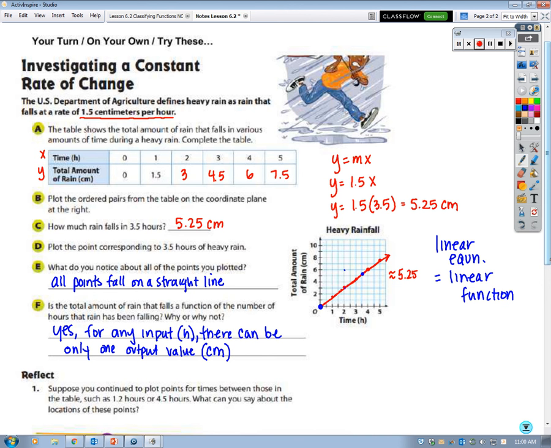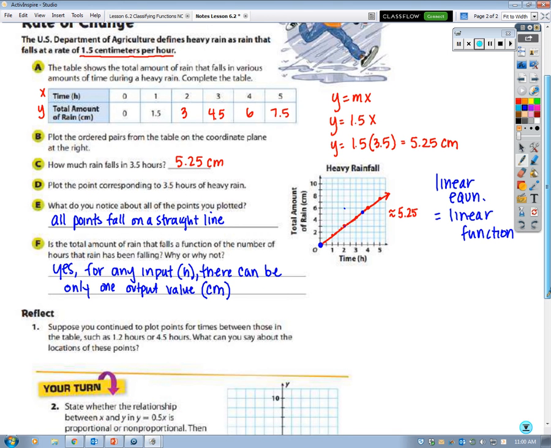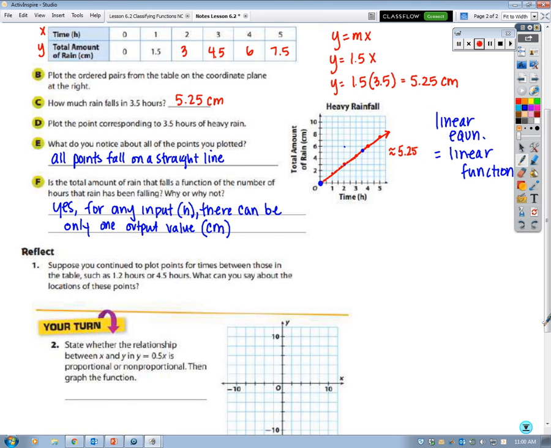So let's go ahead and reflect. Suppose you continue to plot the points for time between those tables, such as 1.2 hours and 4.5 hours. What can you say about the locations of these points? Well, we already did that, right? We already determined that these points all lie along a straight line, and at any input value along here, there would be a corresponding output value. So you can predict what the output is going to be. They would fill in the gaps along that line.